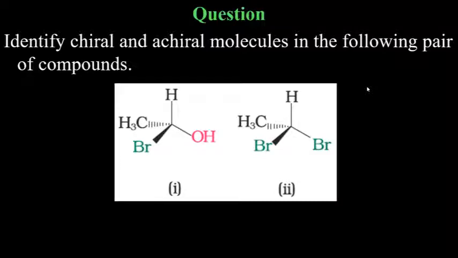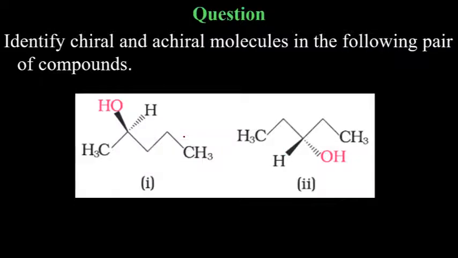So the chiral carbon is that one which has all the four substituent groups different. And in this case, the first one has hydrogen, methyl group, bromine, and hydroxyl group. So this one will have the chiral molecules. So it will show the optical activity also. The first one is chiral molecule. Now tell me this one. Which one is chiral molecule? Tell me only the chiral one.